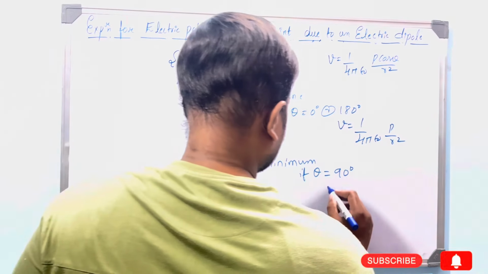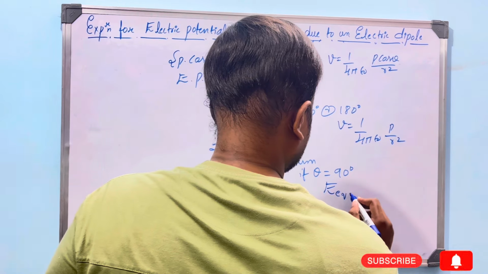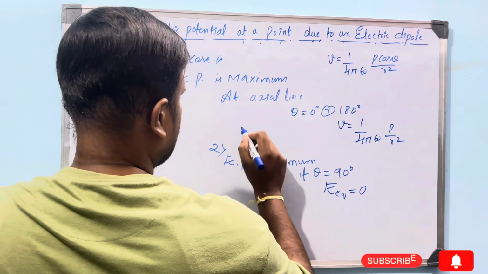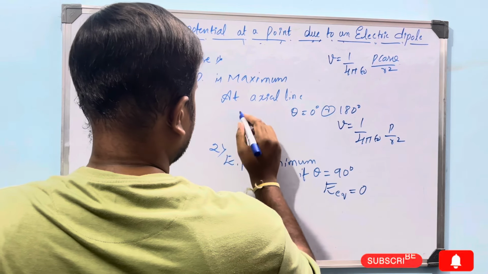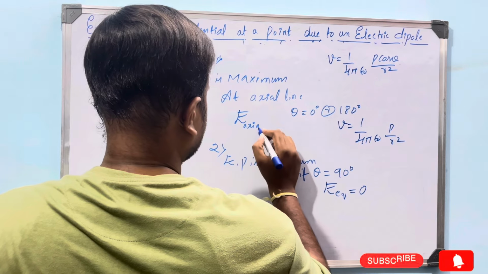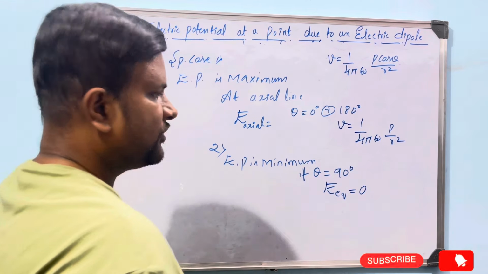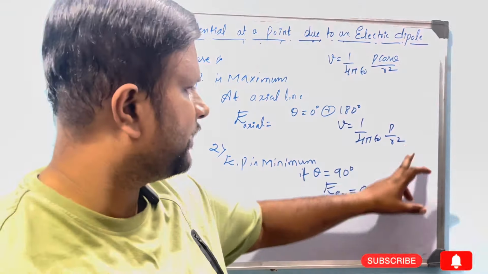Okay. So its value at the equatorial point is 0, and at the axial point it is maximum, that is V is equal to 1 by 4 pi epsilon naught P divided by R square. See, this axial line can also be taken as the end on position. And the equatorial plane can be taken as the broad on position. This is the end on position, this one is the broad on position.